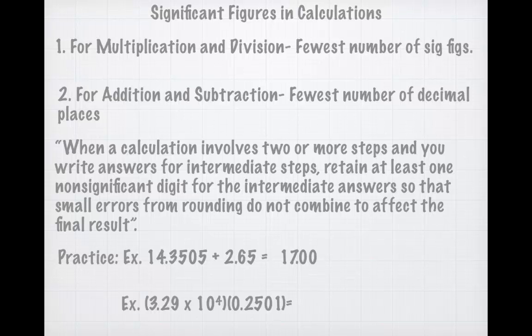The next problem, I'm multiplying now, so now it's going to be based on the fewest number of significant figures. 3.29 times 10 to the 4th has 3 significant figures. You ignore the 10 to the 4th with regards to sig figs. So 3.29, 3 significant figures. 0.2501 has 4 significant figures because that first 0 in front of the decimal place is not significant. Therefore, my final answer needs 3 significant figures. So I get 8.23 times 10 to the 3rd.